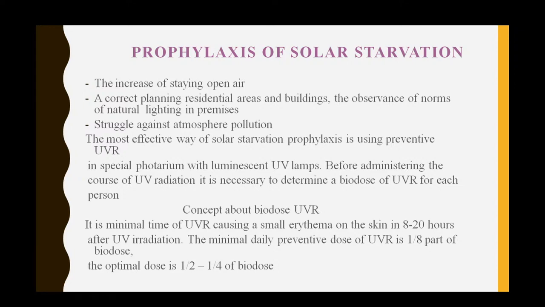Biodose is an individual parameter, an individual time of irradiation, which depends on individual sensitivity to ultraviolet rays. Thus, it must be determined individually for each person. After measuring the biodose, we take the sample, and it is measured in minutes and seconds. Thus, we give a certain time of irradiation. It may be 40 seconds, maybe 1 minute, maybe 2 minutes.